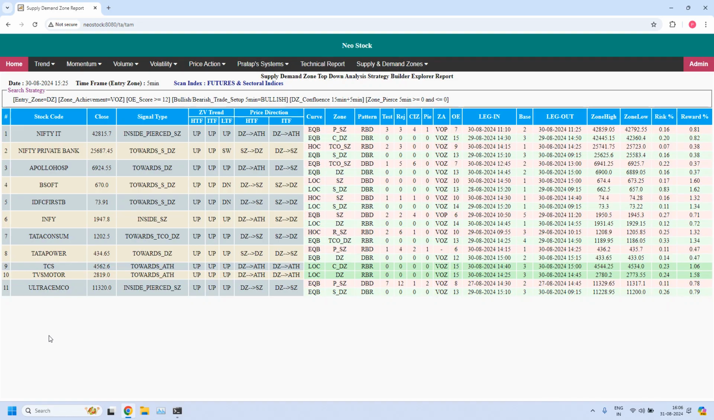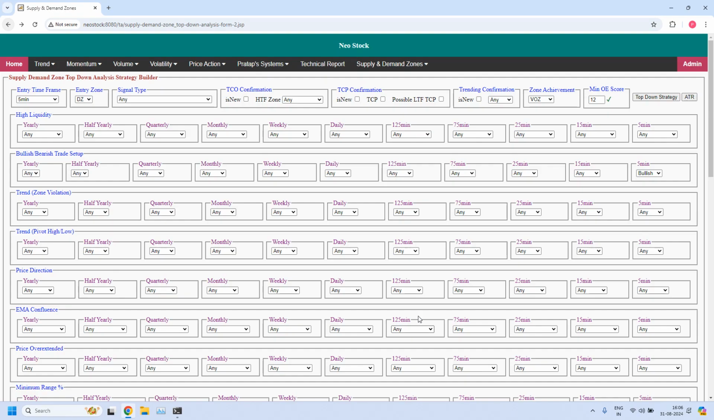11 stocks are filtered. These 11 stocks are having 5 minute and 15 minute zone confluence, and also they are supporting bullish trade setup. To increase the probability, let us verify these 15 minute zones are having daily EMA confluence. In the EMA 15 minutes, because 5 minutes and 15 are overlapped, we are looking for 15 minute demand zone with daily EMA confluence.